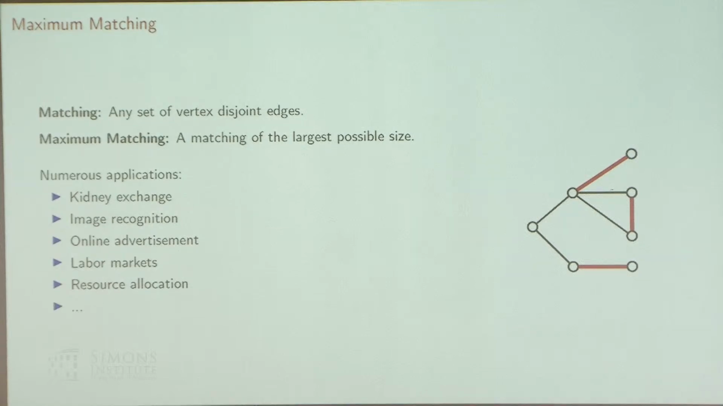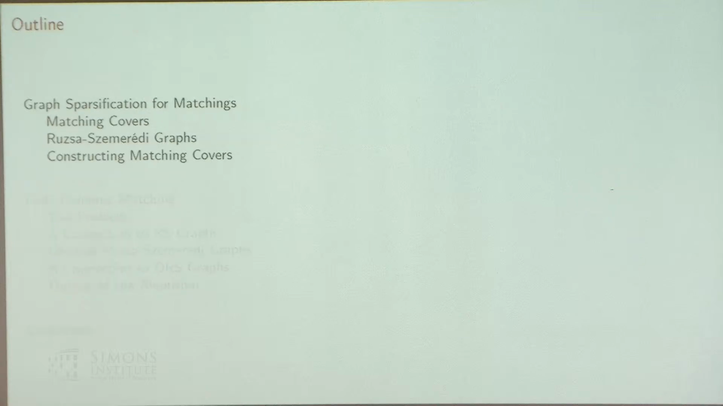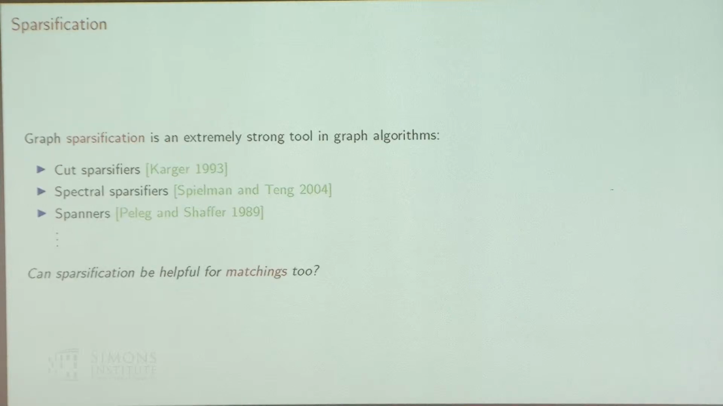So today, we'll talk about sparsifiers for matchings. So in particular, I'll first talk about graph sparsification for matchings, and then talk about the application in fully dynamic graphs. So graph sparsification is an extremely strong tool in graph algorithms, as we all know, and we'll learn more about them this week. So the cut sparsifiers have been used extensively for cuts. Spectral sparsifiers are used extensively. Spanners are some sort of a graph sparsifier. But now the question is, can sparsification be useful also for matchings? And indeed, they're also super useful for matchings, and we'll see how.